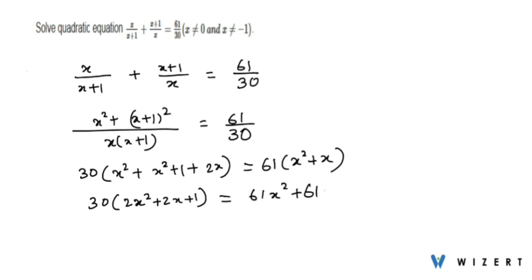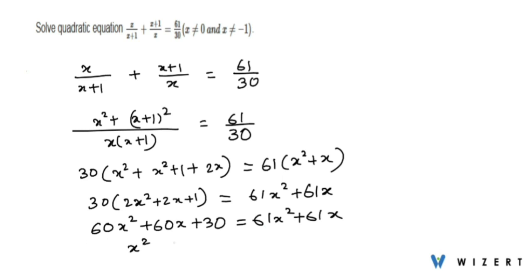Let us take the x square terms together and x term together and constant term together. So 60x square plus 60x plus 30, and in the right hand side we have 61x square plus 61x. So from here we can see 61x square minus 60x square give x square. Similarly, we will obtain the final equation as x square plus x minus 30 equal to 0. Now this is a quadratic equation.